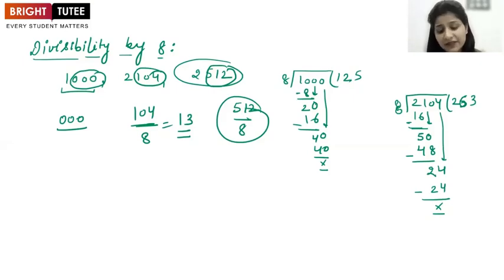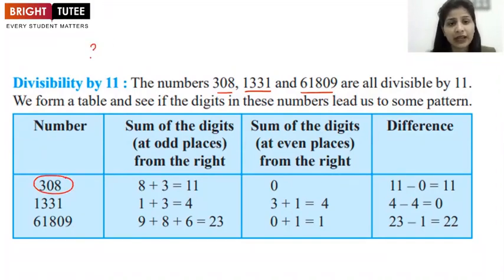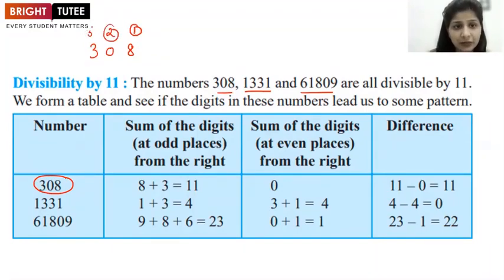Let us now discuss the divisibility rule of 11. In the divisibility rule of 11, we have taken 3 numbers: 308, 1331 and 61,809. So these are numbers divisible by 11. How do we check this? Just see. This is the number 308. What do we do in every number like 308? We position the digits from the right hand side. Like this would be the first position, second position and third position.